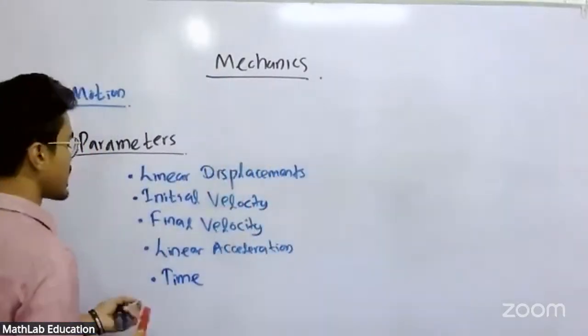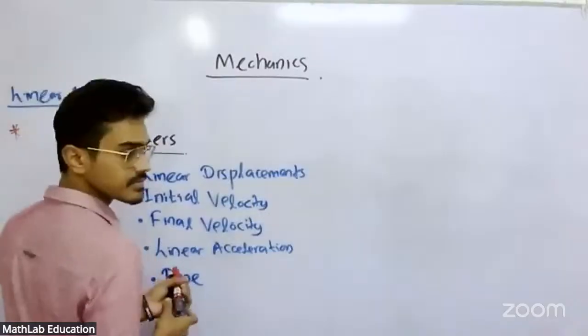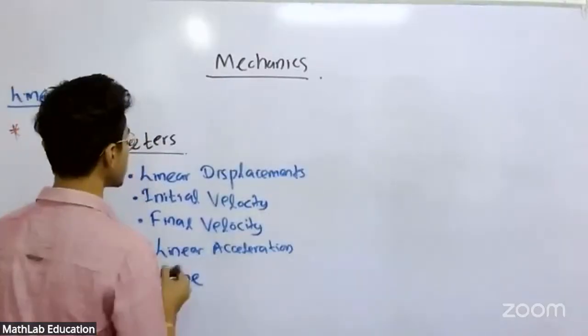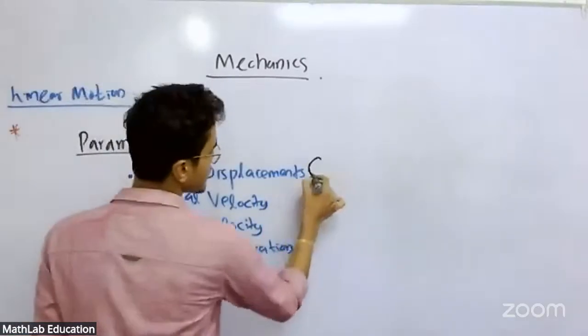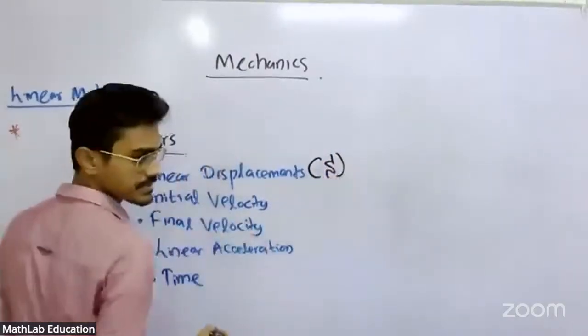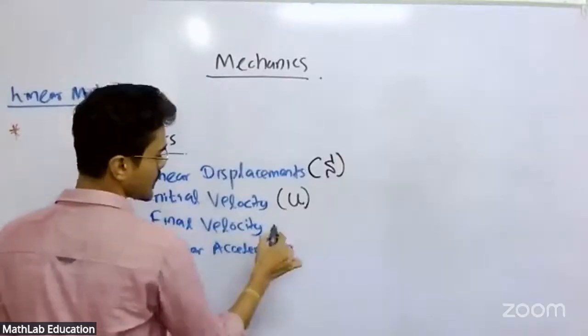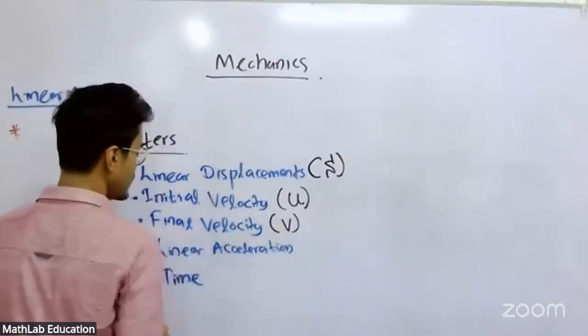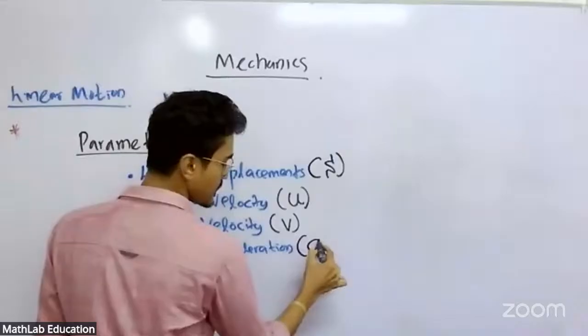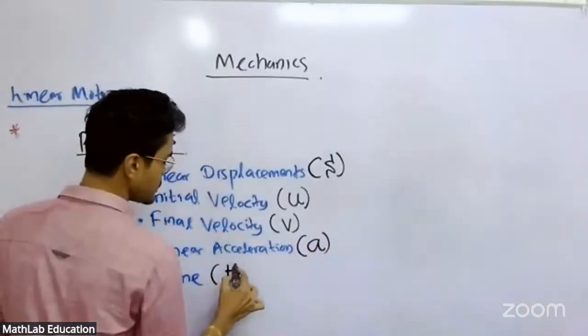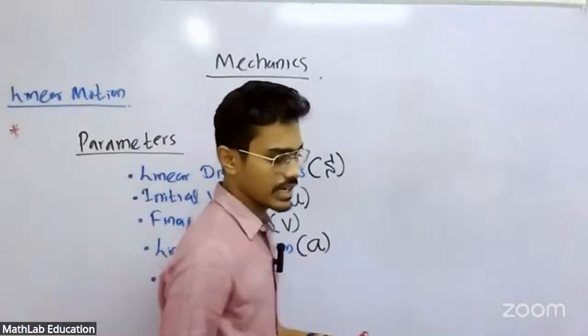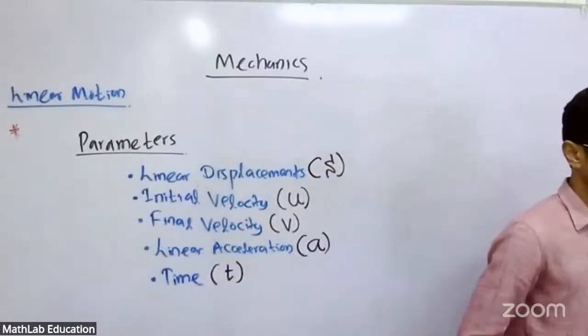Now, for these parameters, we have standard labelings. Linear displacement is denoted by s. Initial velocity is u. Final velocity is v, linear acceleration, simply a, and time, simply t. Write it down.